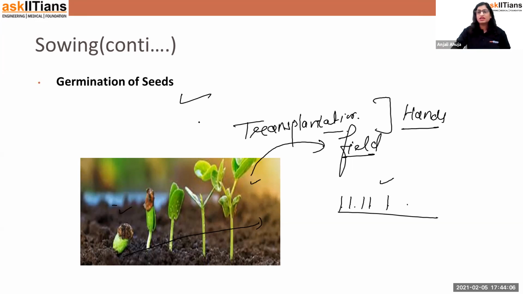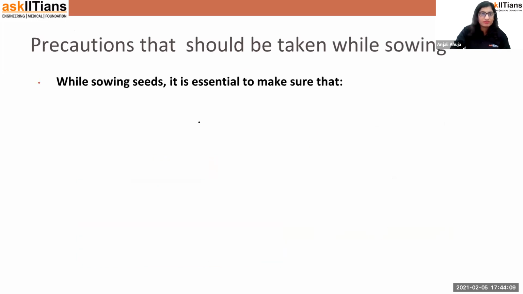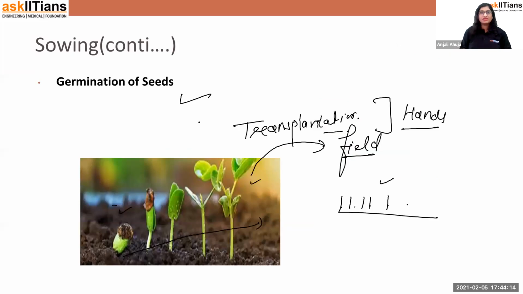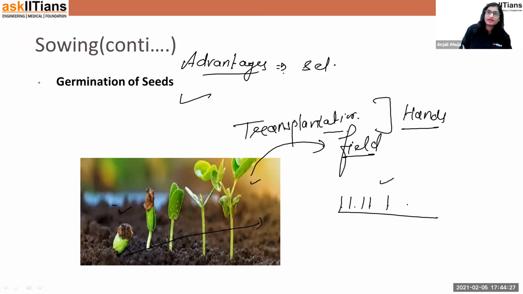Now if a question comes in your paper about the advantages of transplantation, what you will say is: it helps us select the best plant while we are selecting the sapling. Second, because we have a plantlet, we can put it into the soil with better penetration, better and deeper into the soil.